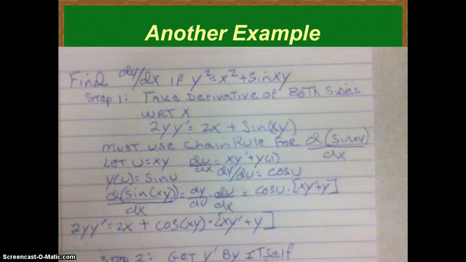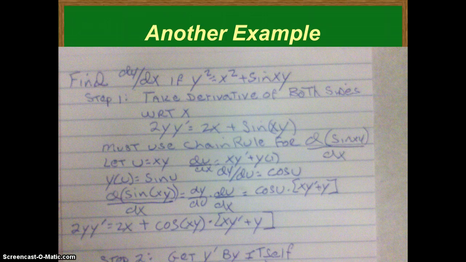Here's another example which I've done on paper for you. This one's a little more complicated, so we'll go through it slowly. Find dy/dx if y squared equals x squared plus sine of x times y. Notice right off that sine of xy is the sine of a product of two functions, x times y. We don't know what y is, that's okay, but we're going to have to use the chain rule there to find that derivative. Step 1, take the derivative of both sides, WRT x.